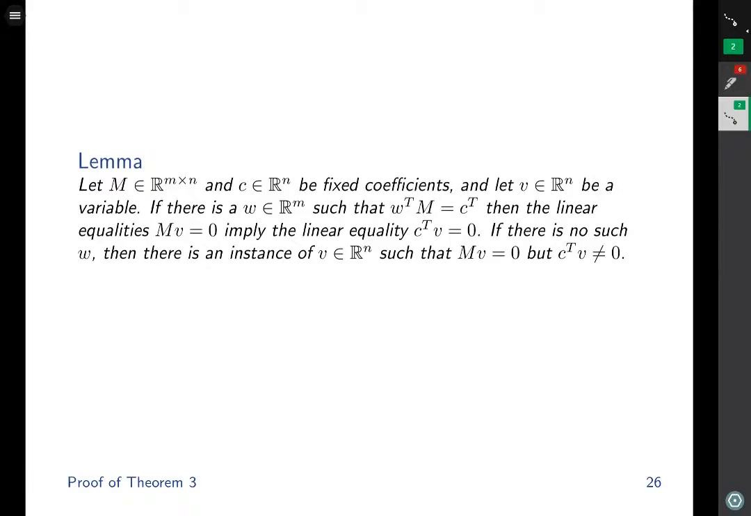If there is no such W, in other words, if C transpose is not a linear combination of the rows of M, then there exists an instance of the variable vector V such that MV is equal to 0 but C transpose V is not equal to 0. Another way to state this theorem is to say that the linear equalities MV equals 0 imply the linear equality C transpose V equals 0 if and only if C transpose is a linear combination of the rows of M.